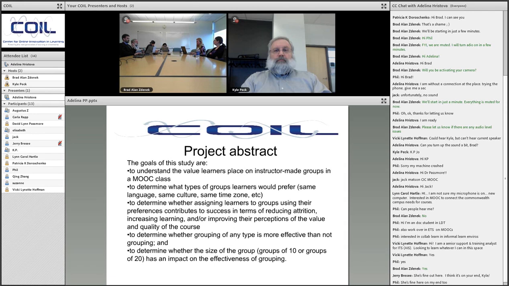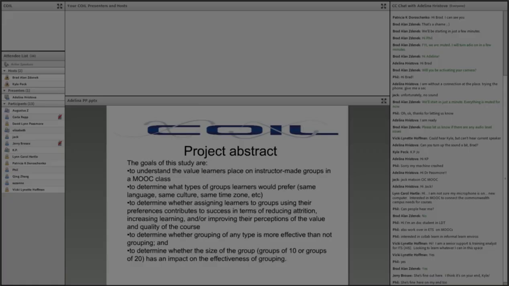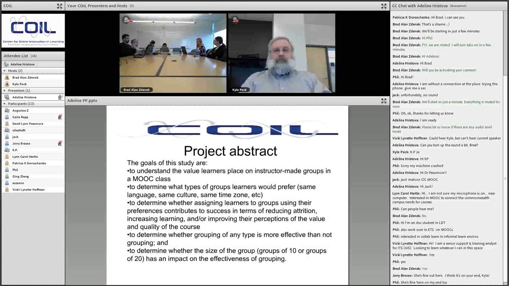So the main question was, if we start the MOOC with grouping at the beginning, is this going to be any value added to the learning space for organizing the students? And then compare whether self-organized or instructor-made groups are more effective. We also wanted to address the massive attrition rate in MOOCs.